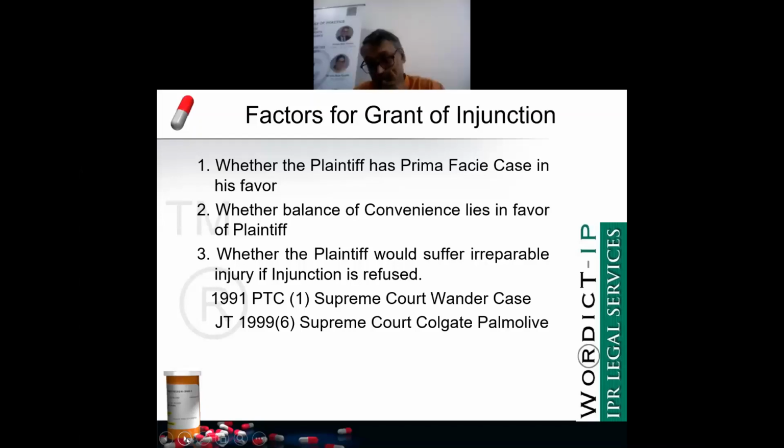So this was laid down first in the 1996 Supreme Court case of Colgate-Palmolive. This case did not deal with the IPR issue. It dealt with monopolies and restrictive trade practices, but it followed the 1991 case of the Supreme Court in Wander versus Antox. So if you have to know the factors for grant of injunction, please read both these judgments, because in the Colgate-Palmolive judgment, the 1991 Wander versus Antox case has been completely discussed. Next one. Next slide, please.